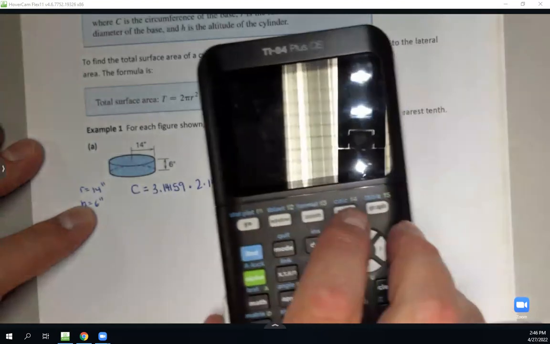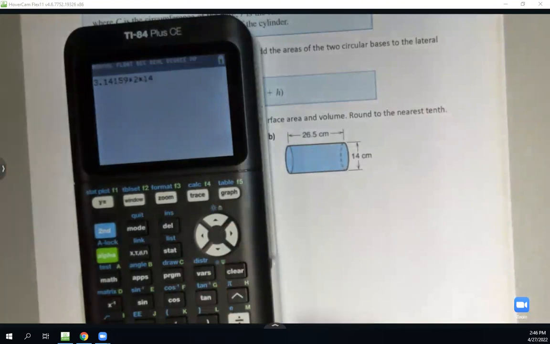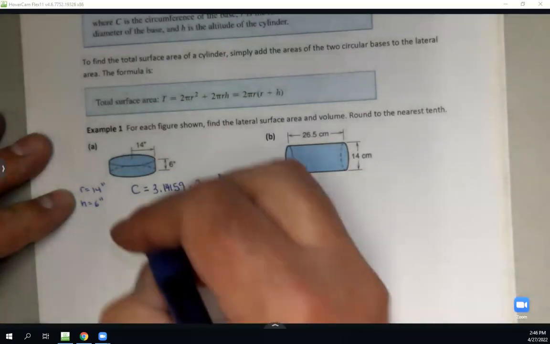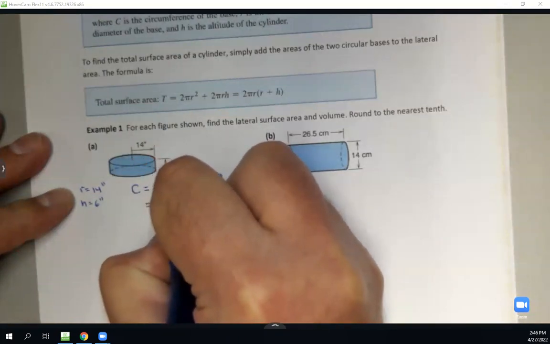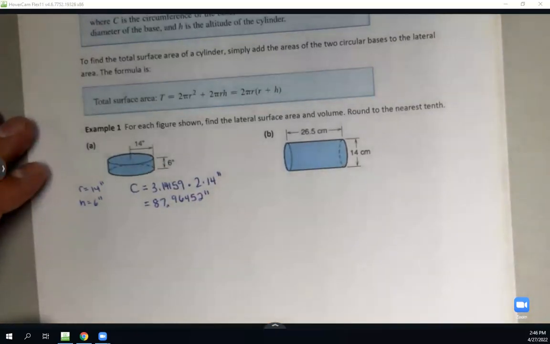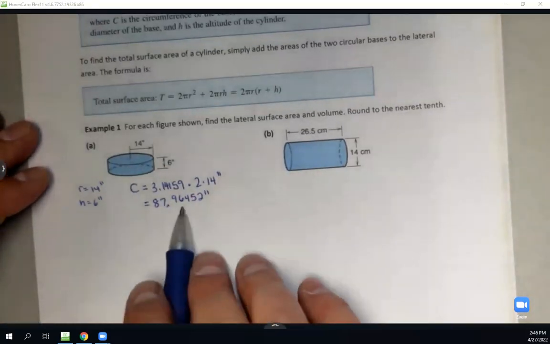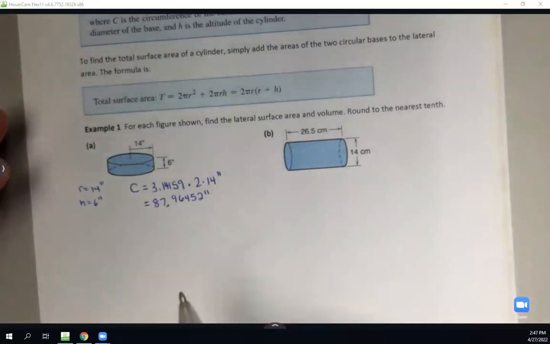Okay. So if I punch that in my calculator, 3.14159 times 2 times 14. The 2 times 14 is to get the diameter, right? And so that is 87.96452. And that is inches. That's the circumference. Now, I didn't round that to the nearest tenth because that's not my final answer. When I get lateral surface area and volume, I will do that.